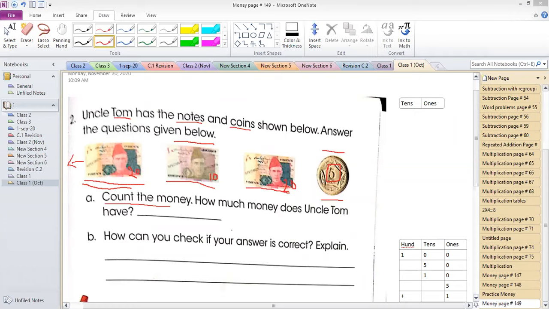Can you count the money now? How will you count the money? How much money does Uncle Tom have now? 55. How do you know? What do you have to do now?